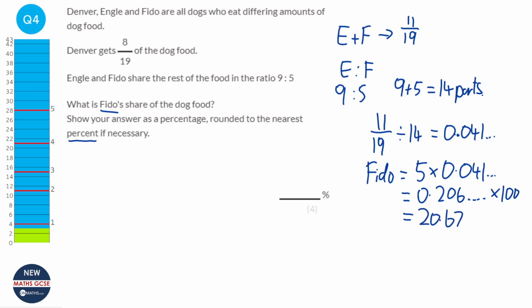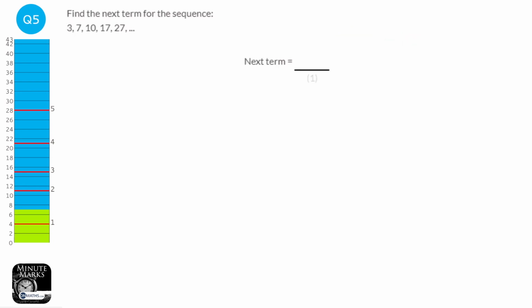So we have 20.676 blah blah blah percent, and it wants it rounded to the nearest percent. So that would be 20%. Or actually, it would be 21%, because this would round it up. So 21%.